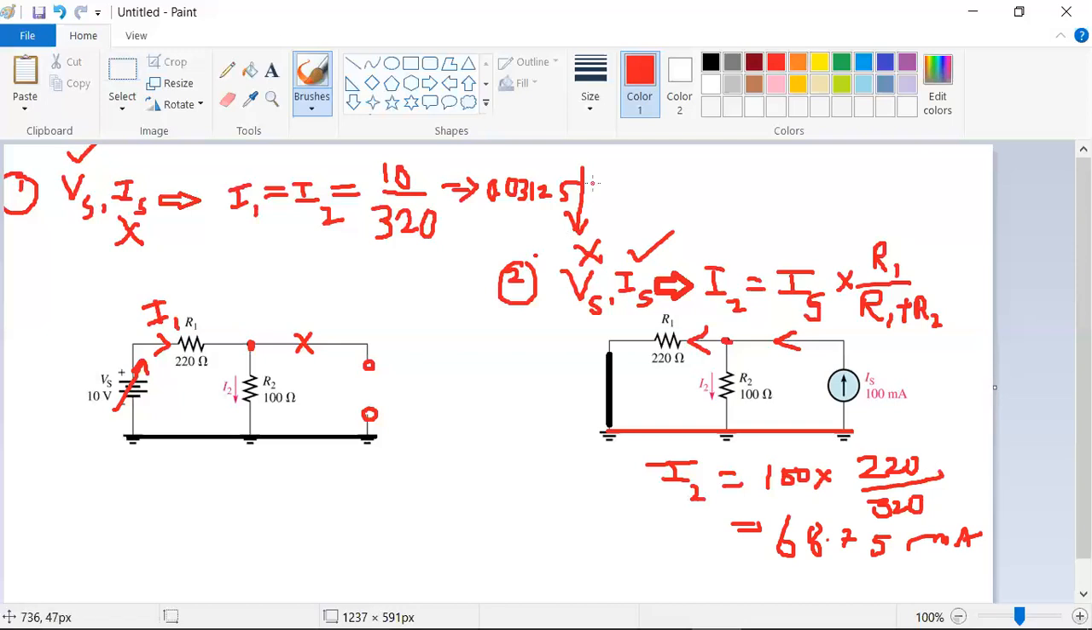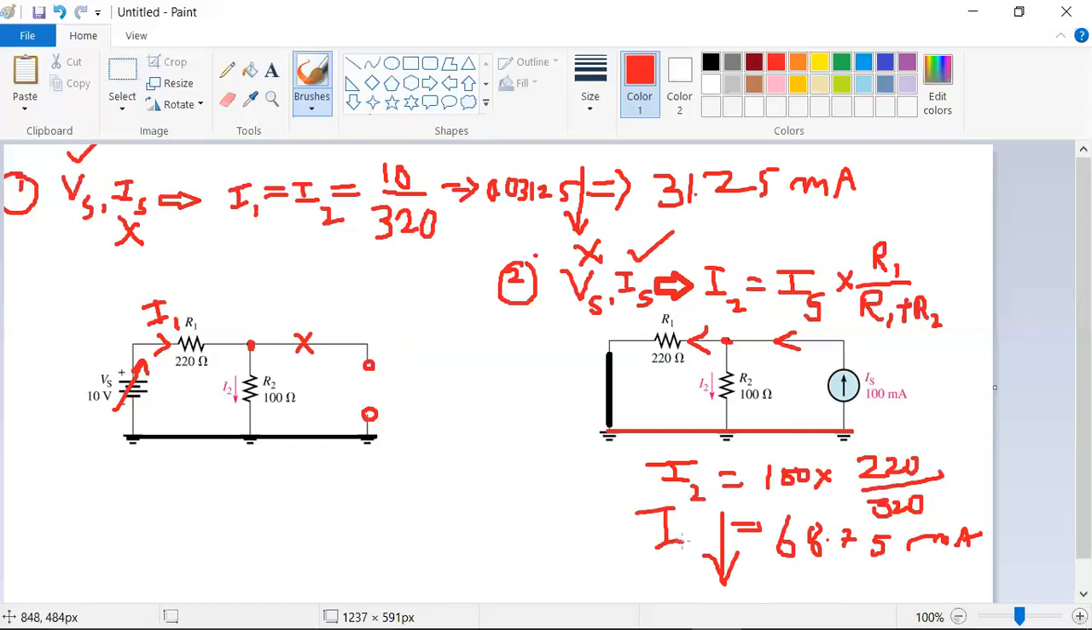If you write this in milliamps, it will be 31.25 milliamps of current which is passing through this R2 resistor when Vs is active, and when Is is active, 68.75 milliamps is passing through this resistor R2. The current direction is downwards, I2.